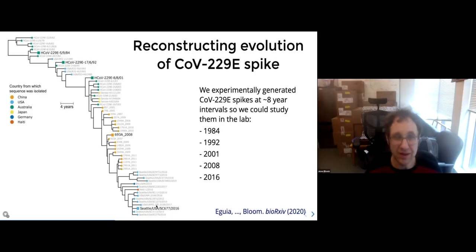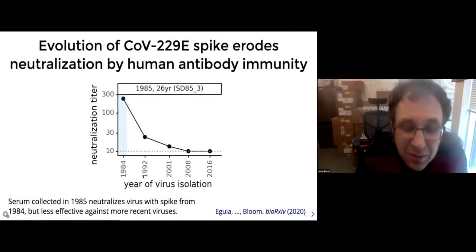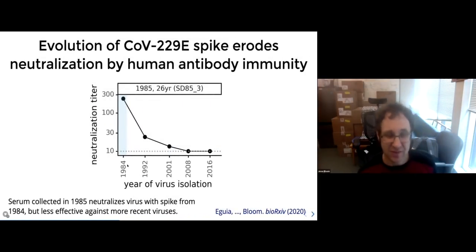We can obviously see from the tree that they're changing in sequence, but we wanted to know, is that changing phenotype? So we took each of these spikes and asked how well infection by a virus with this spike was neutralized, so blocked, by the antibodies in human serum. Here I'm showing this result for a single human serum sample collected in 1985 from someone who was 26 years old at the time.